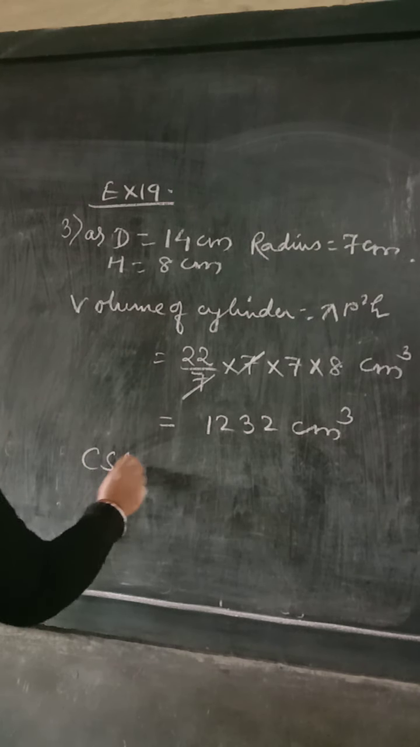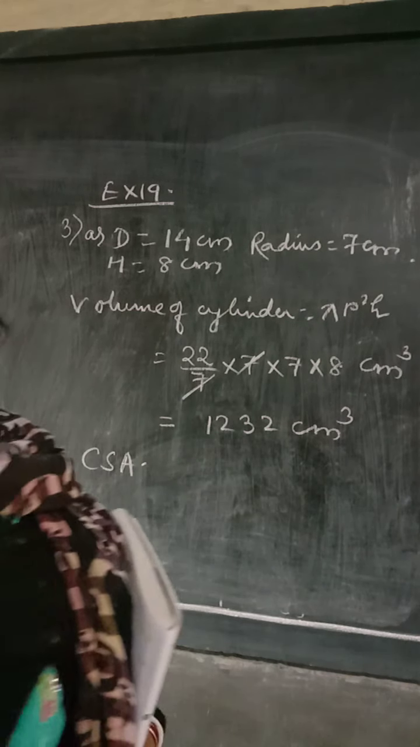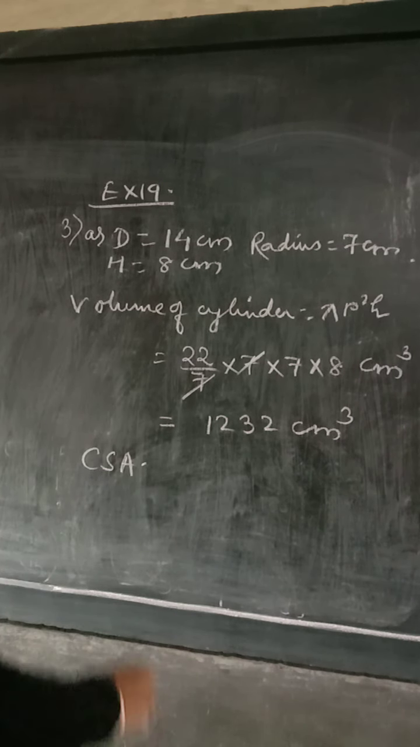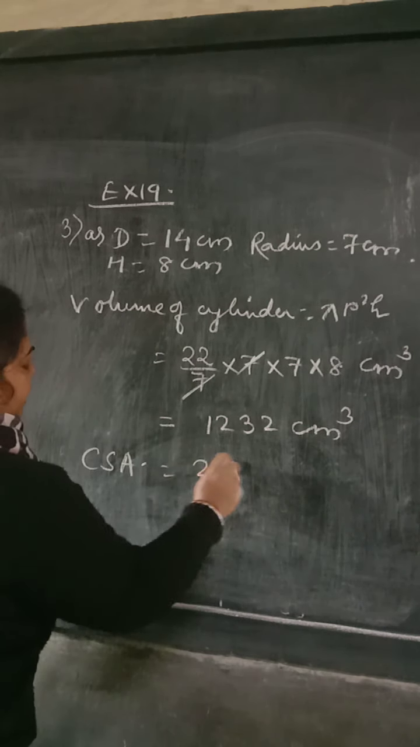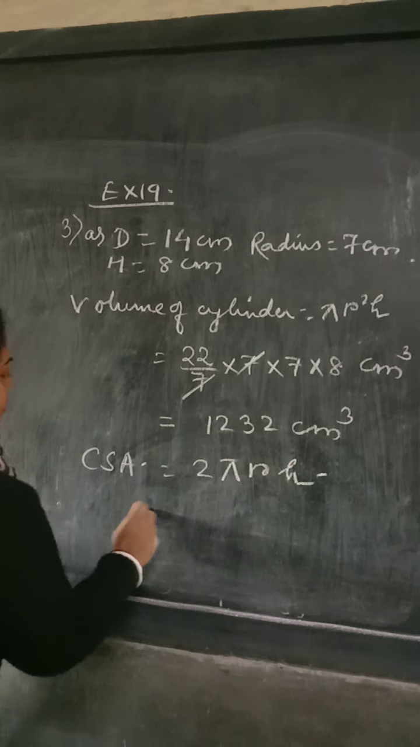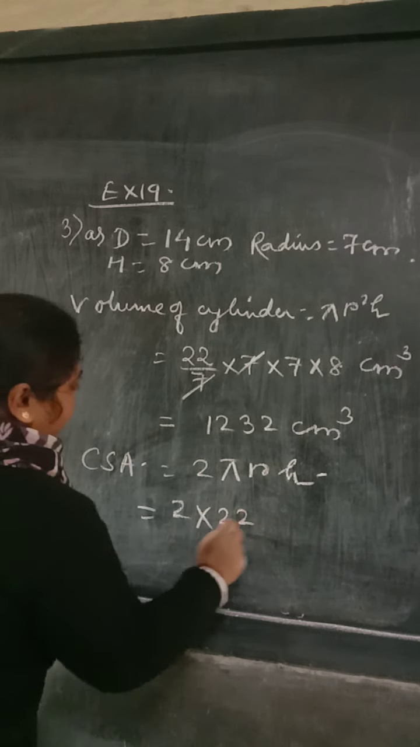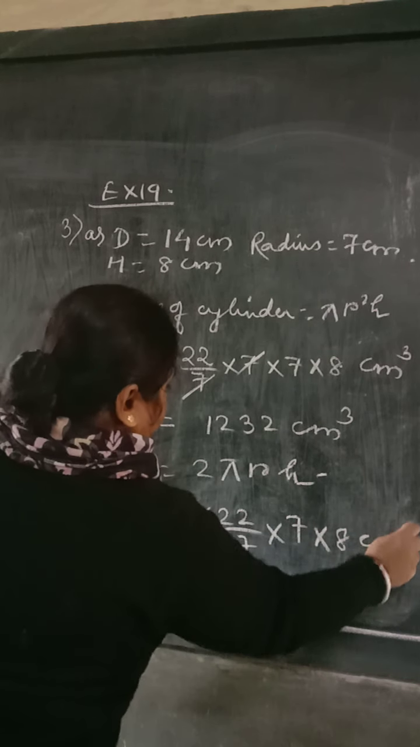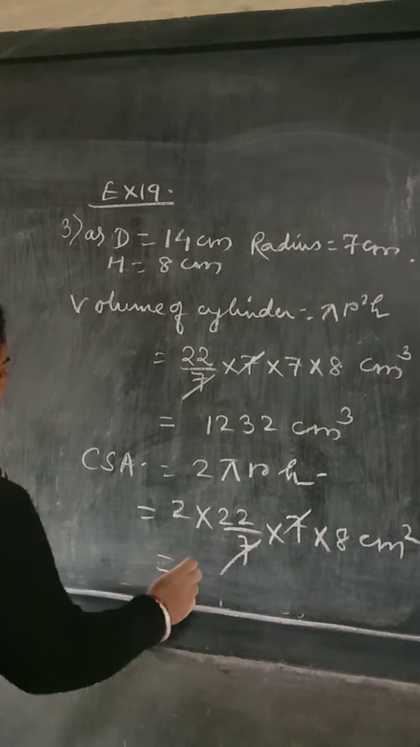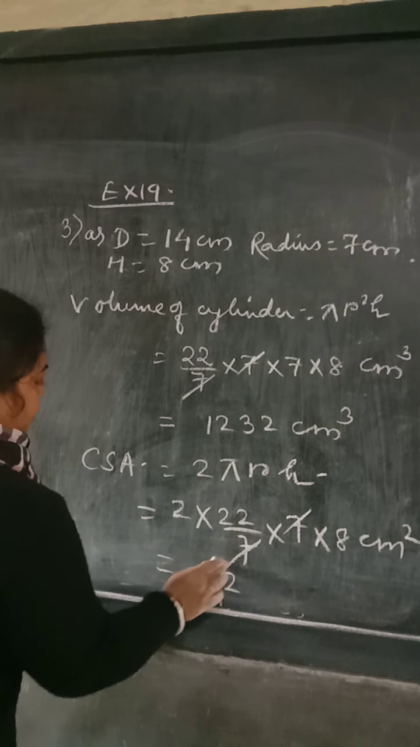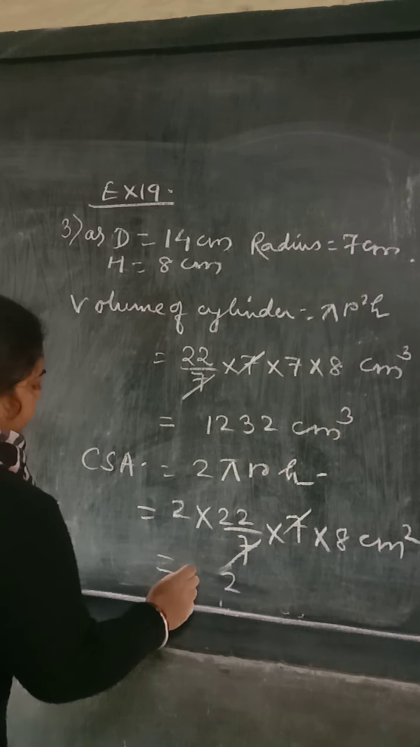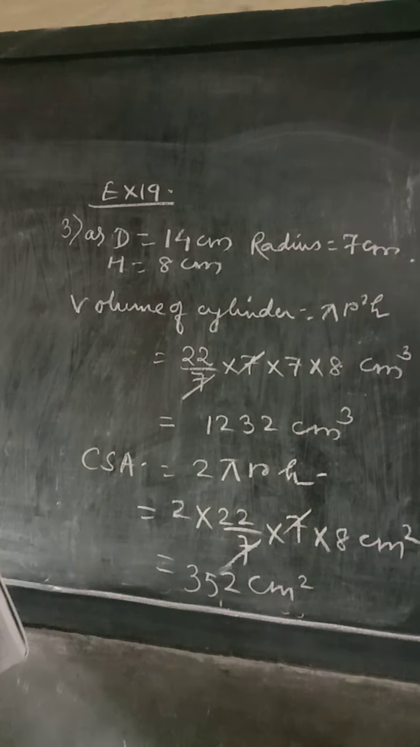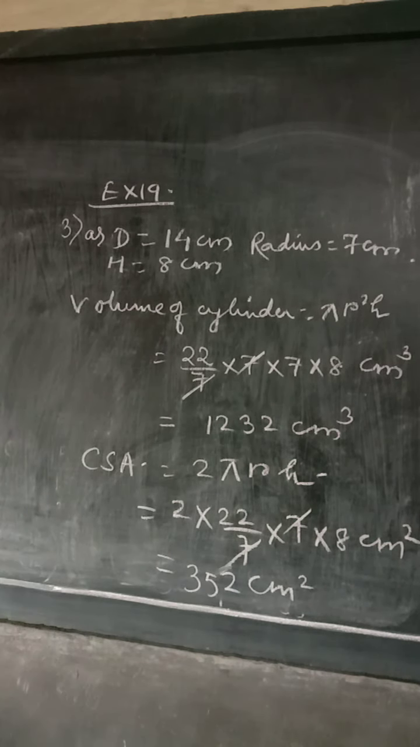Next we have CSA, curved surface area of cylinder. You know the formula of CSA, that is 2 pi rh, or 2 into 22 by 7 into 7 into 8 centimeter square. 8 2s are 16, 16 2s are 32, 32 and 3, 35. 352 centimeter square will be the curved surface area.